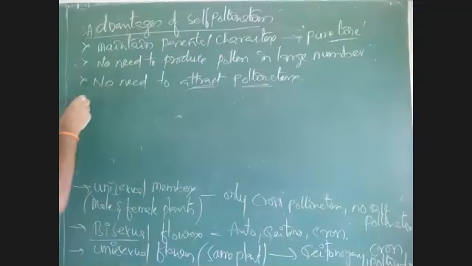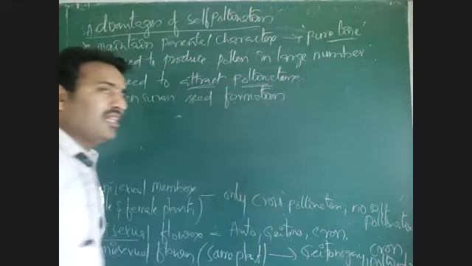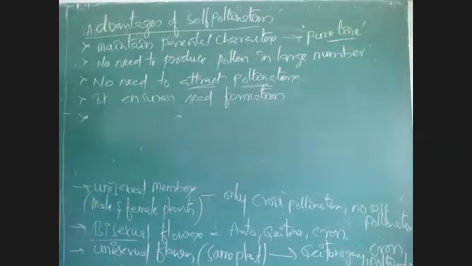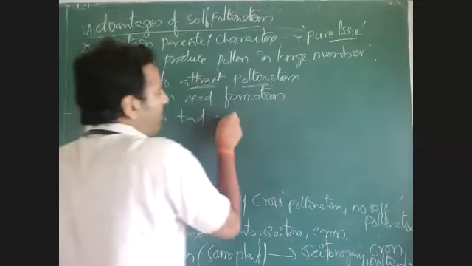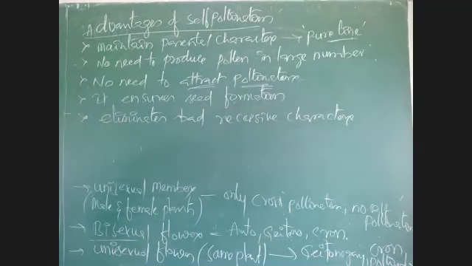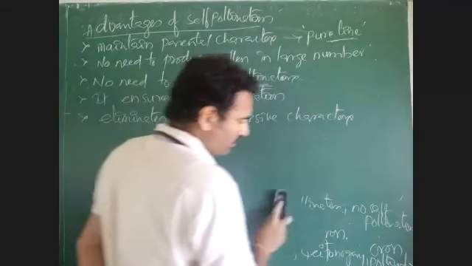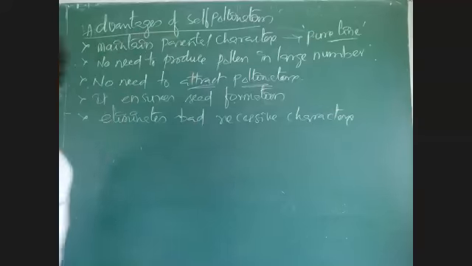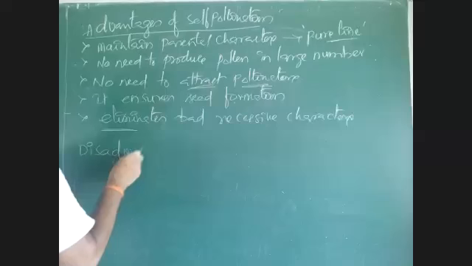Okay, then it ensures seed formation. Seed formation is ensured, meaning self pollination is almost successful. Every time pollination is complete and that results in fertilization also. Fertilization is complete. Okay, and one more advantage of self pollination is to eliminate bad and recessive characters. What are the bad characters? Unwanted characters which are present in a plant. By self pollination for continuous generations, if we do cropping of plants by self pollination for some generations, bad recessive characters we can remove from that plant or that population or species. These are advantages. What are disadvantages?